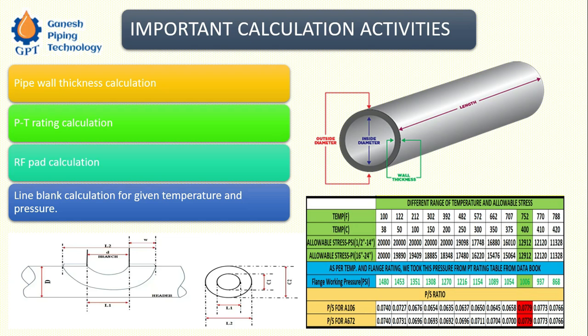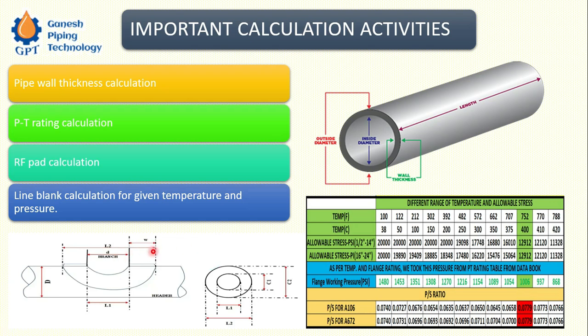Then the third one is the RF pad calculation. RF pad, as we know, whenever there is a stub-in connection, we have to produce a drilled hole in the run pipe. When the hole is drilled, there is a loss of material in this area, and because of the loss of material, the pipe section is weakened. To compensate for this weakening of the pipe, we have to substitute it with additional material, and that is called a reinforcement pad.